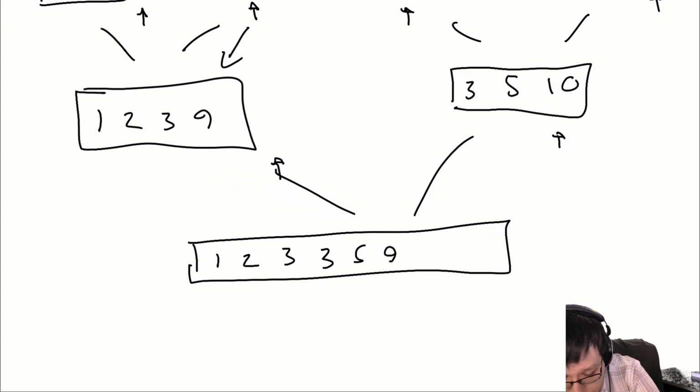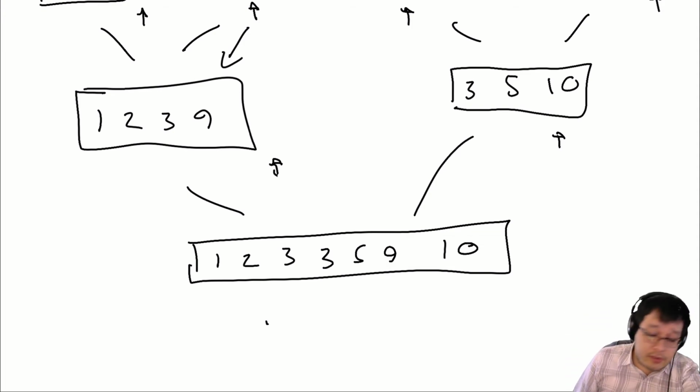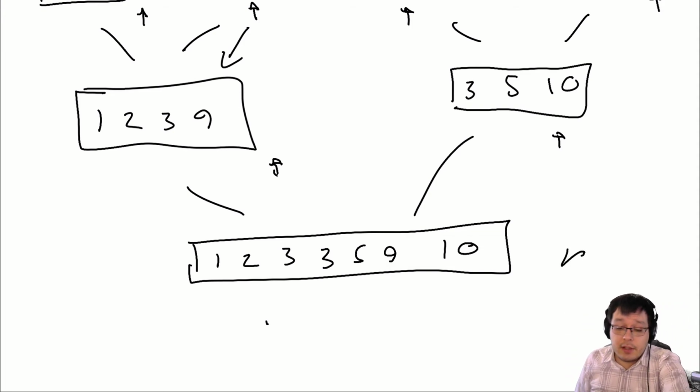At which point, this is out of bounds, so we can copy the remainder of this list, which is just a 10. And there you go. We have now successfully sorted this in n log n time using Mergesort.